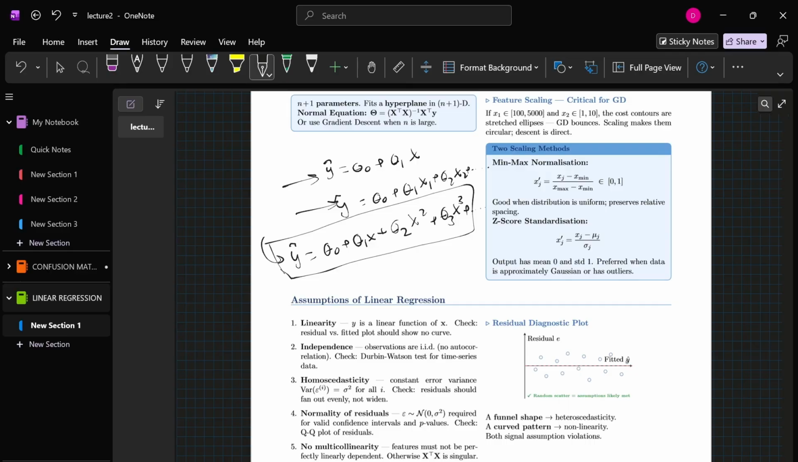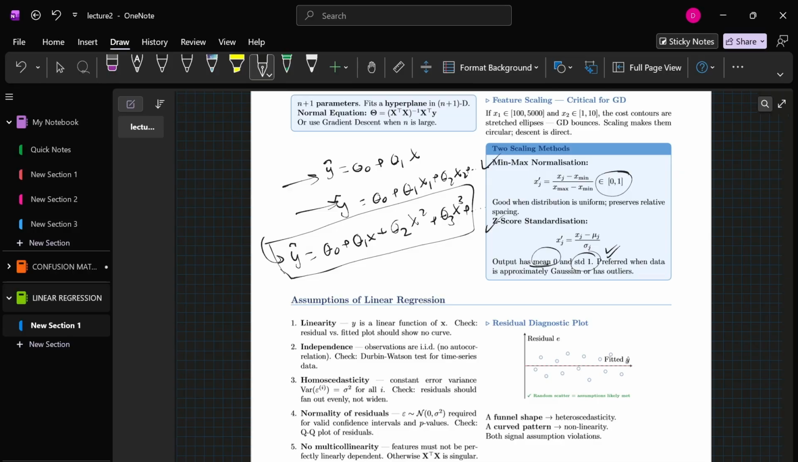Now there are two methods. One is min-max normalization, which squeezes every feature into the range of 0 to 1. That's good when the distribution is roughly uniform. Secondly, z-score standardization centers the features at 0 and scales them to unit variance, meaning a variance of 1. It is preferable when the data is approximated by a Gaussian or normal distribution.